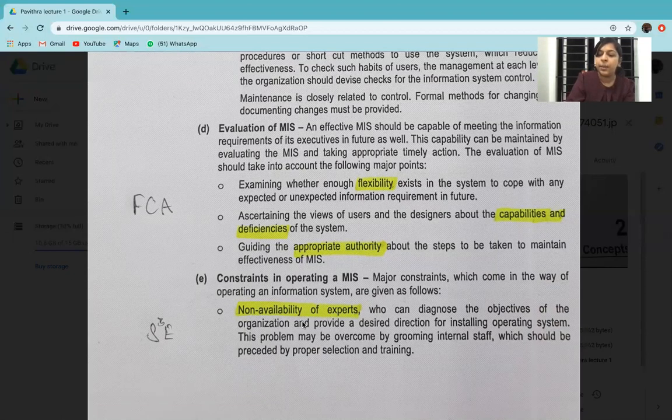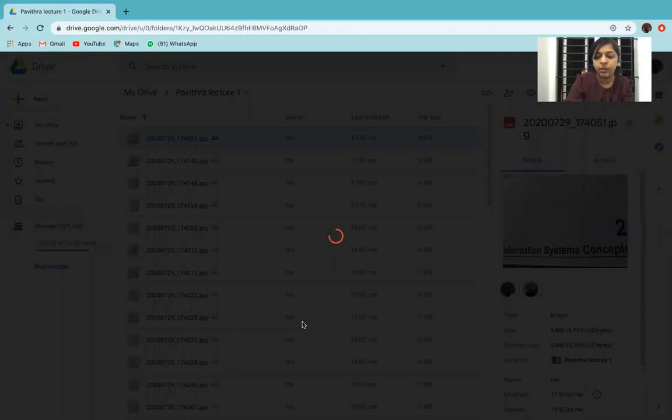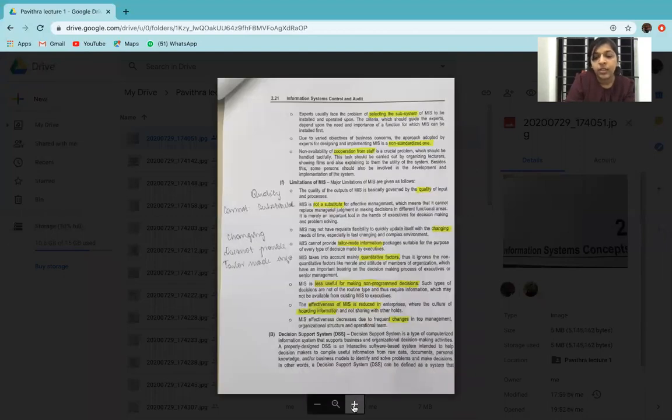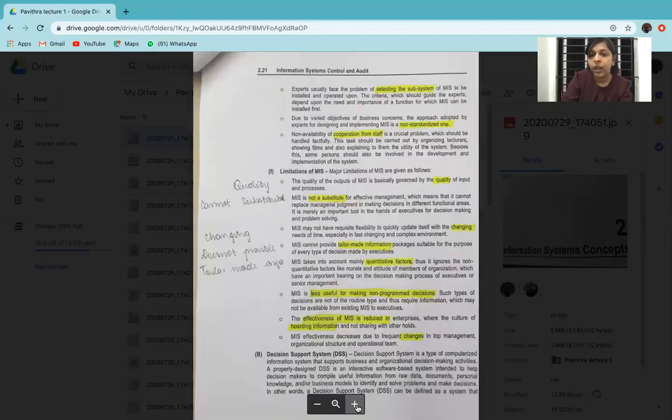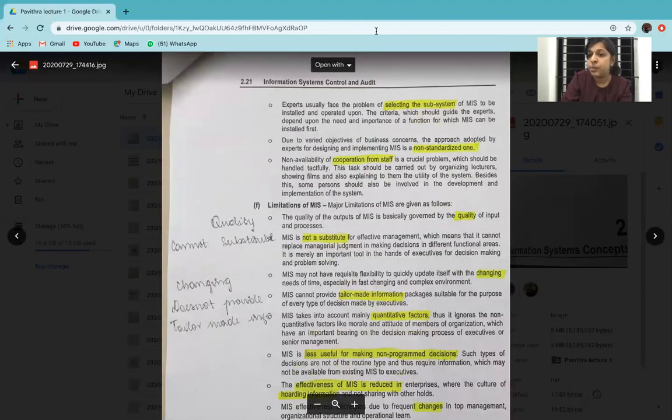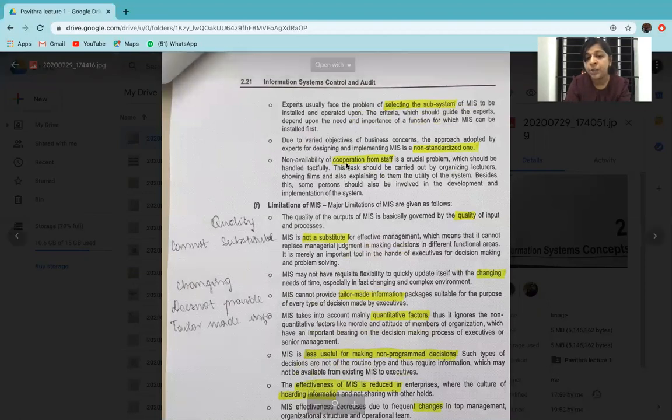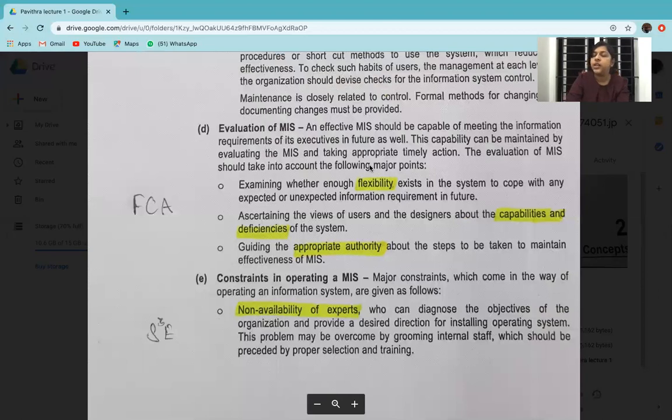One is the non-availability of expert. The expert goes away somewhere, or the expert himself has a problem selecting the subsystem, because we have seen the subsystem must be clearly defined. It should be in a digestible form, which was seen before. Or he designs the objective in a non-standardized form, or, just like we said, there's no support from the top management, or the staff also doesn't cooperate. These are the constraints in operating an MIS.